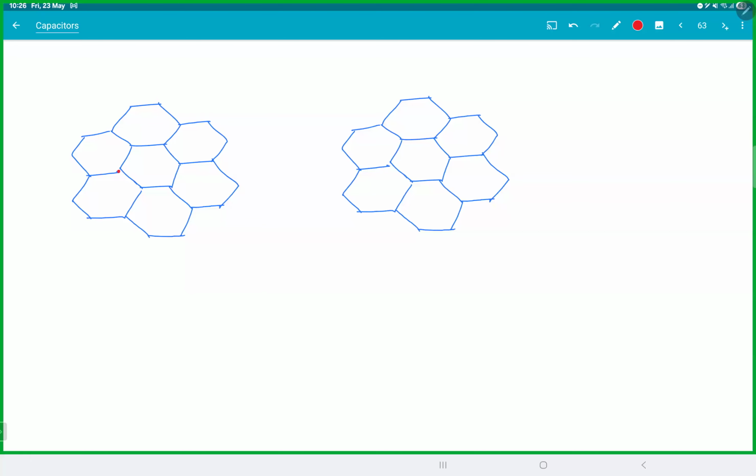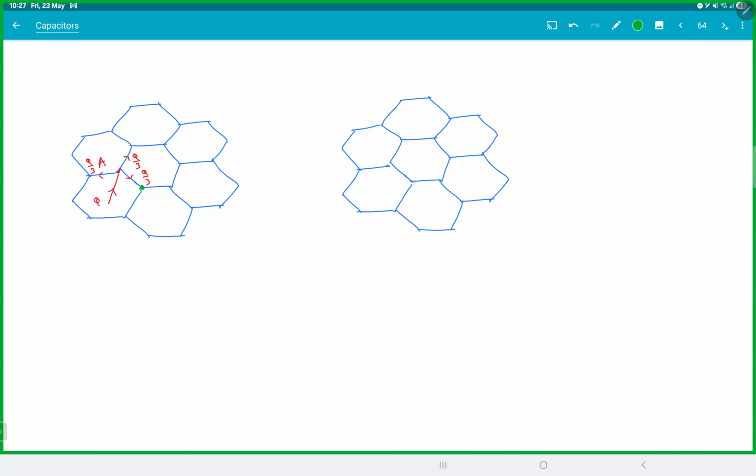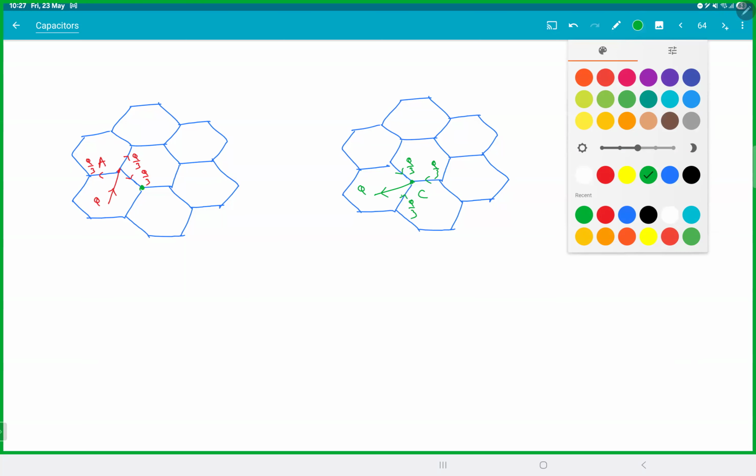Let's say you push the charge only through A. Wait a second. So if you push charge Q here, it will go symmetrically Q by 3, Q by 3, Q by 3. Remember, C is sitting here. We will not write it. This is C here. If you pull charge Q here, Q by 3, Q by 3, Q by 3. This was A here.